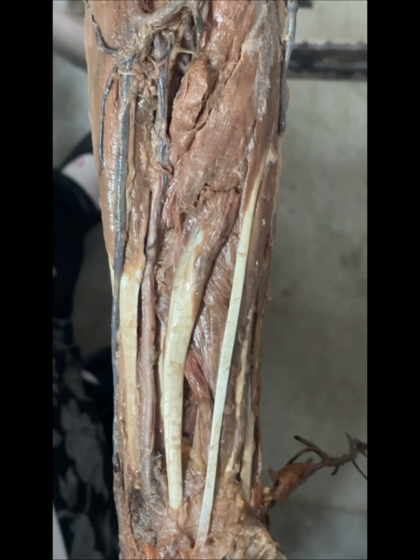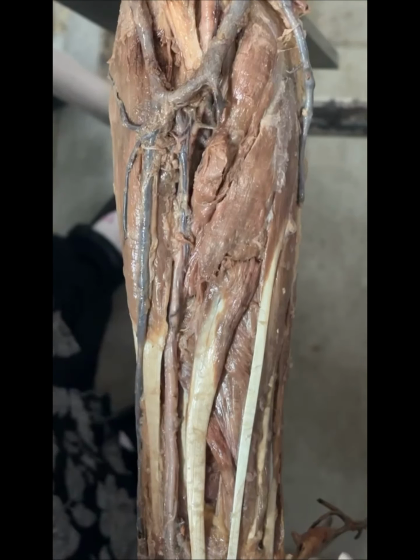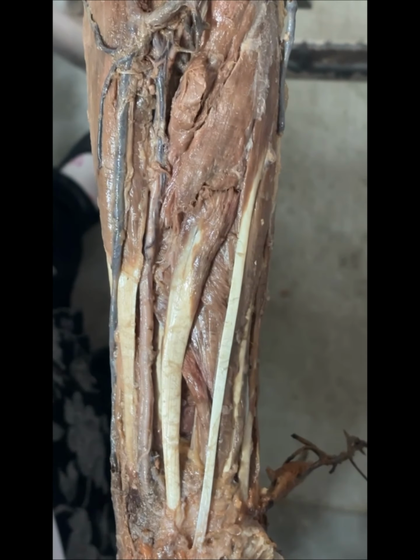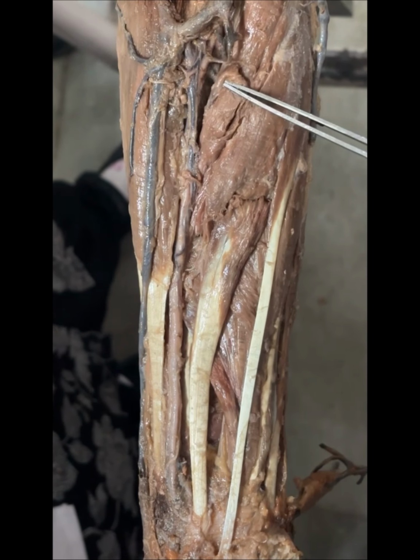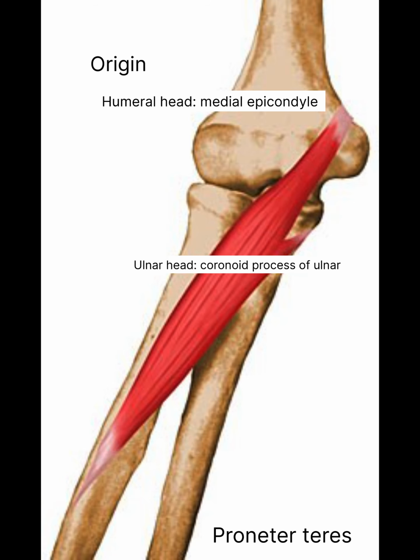Let's quickly understand the flexor muscles of the forearm. In the superficial layer, we have 4 muscles and 1 intermediate muscle. From lateral to medial, we have pronator teres. The humeral head origin is from the medial epicondyle and the ulnar head from the coronoid process of the ulna. The insertion is on the lateral surface of the radius.